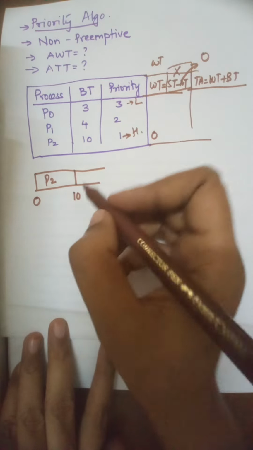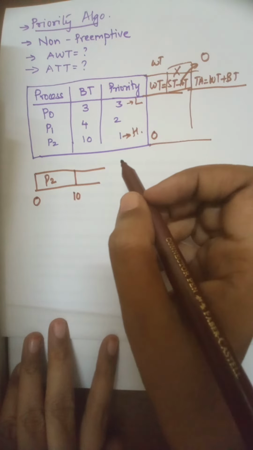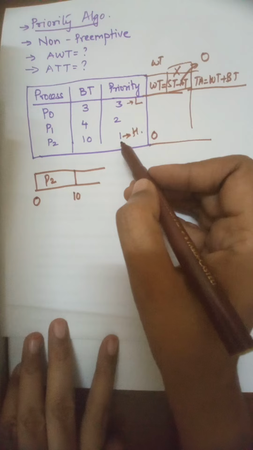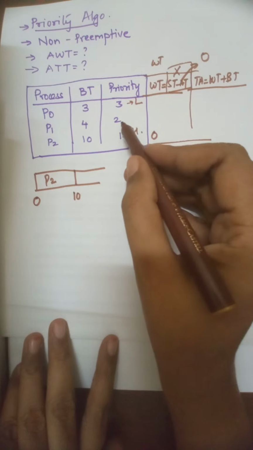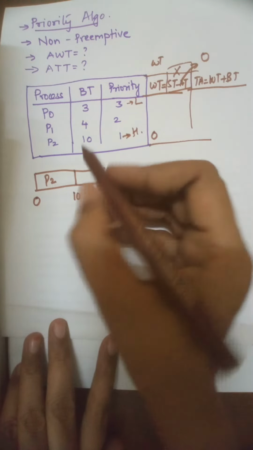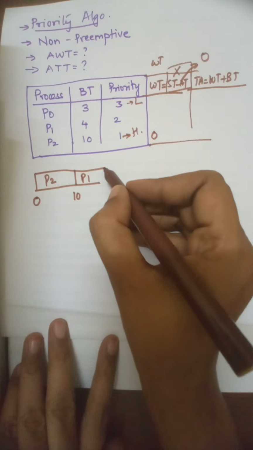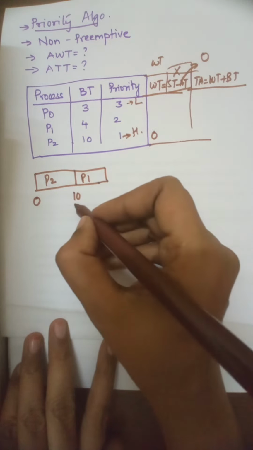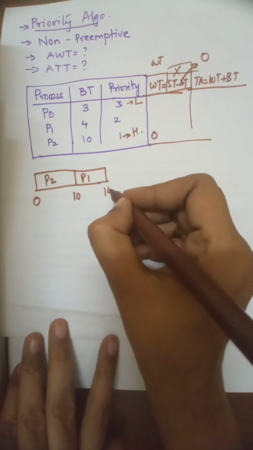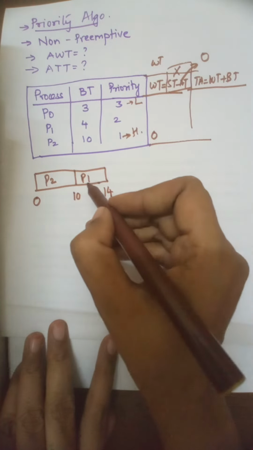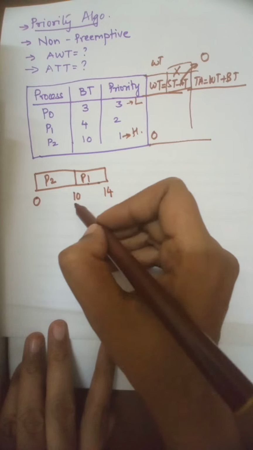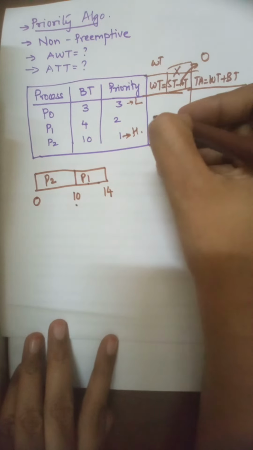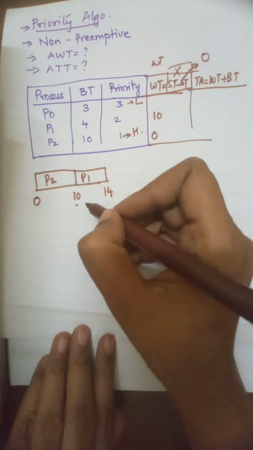What will be the next process to be executed? After P2 has completed, the next priority is P1, so P1 will be executed. The slot needed by P1 is a burst time of 4, so 10 plus 4 will be 14. What is the waiting time for P1? P1 has waited for 10 milliseconds, so the waiting time for P1 will be 10 milliseconds.